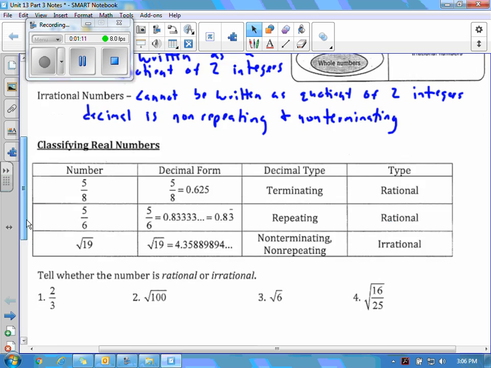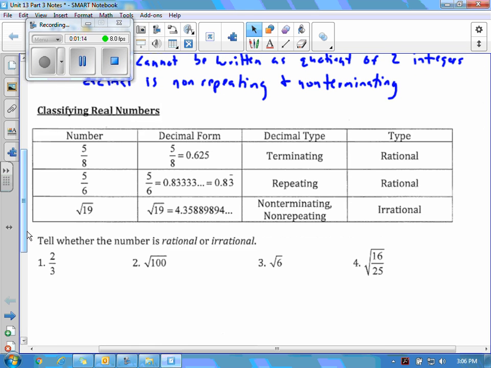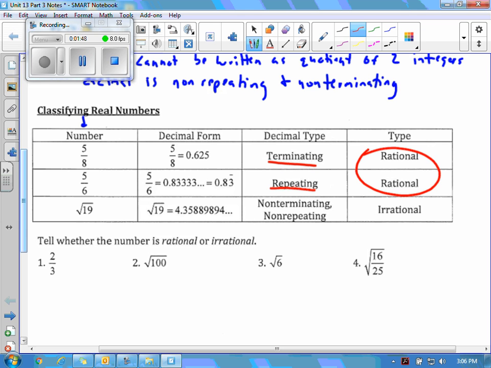If you look at this next little table out of your book, it says classifying real numbers. All three of these are real numbers. First we have 5/8, which in decimal is 0.625. So we say that decimal is terminating. It ends after the 5. So that's a rational number. Our next fraction is 5/6, which is 0.8333333. We write that as 0.83 repeating, which means its decimal type is repeating. So that's also rational. If it's terminating or repeating, it's a rational number.